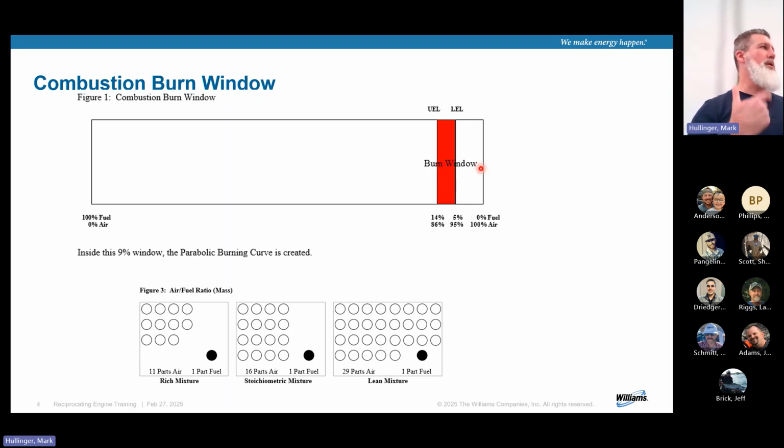So you guys all have your monitors with a LEL, and it'll be 10% of the lower explosive limit before we alarm, okay? What that means is if it's a rich burn, that's 1 part of fuel to 11 parts of air. At stoichiometric, which is just a fancy name for theoretical or perfect or what we want, that's 16 to 1. This is for natural gas. Gasoline is probably 9 to 1 or 10 to 1, okay? And then a lean mixture is 29 parts air to 1 part of fuel.